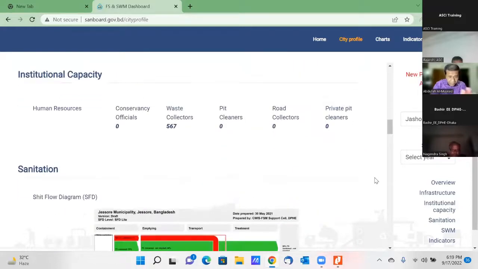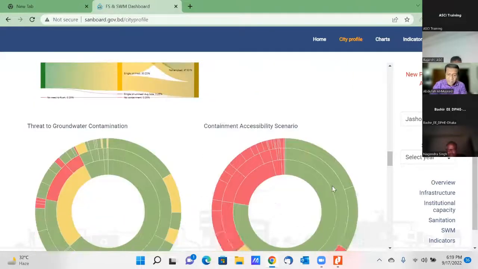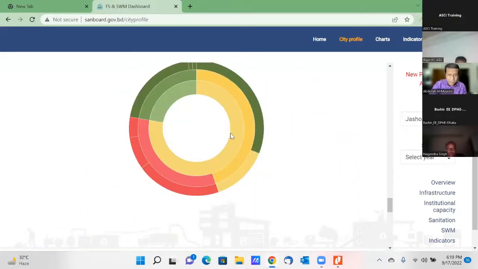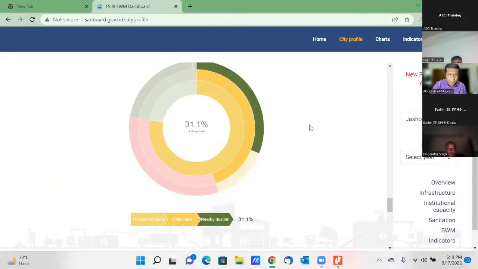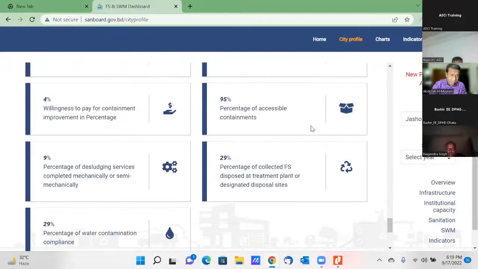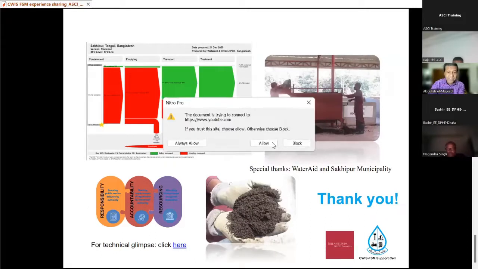You can see all the SFD, the shit flow diagram. It is also live. It will be live when we develop the next round of shit flow diagram. So in the SFD, you can play around with the containment scenario and everything, the city situation. I believe this is a good example of practice by which solid waste management and fecal sludge management can be demonstrated, including the CWIS indicators and so on. So please play around with this.